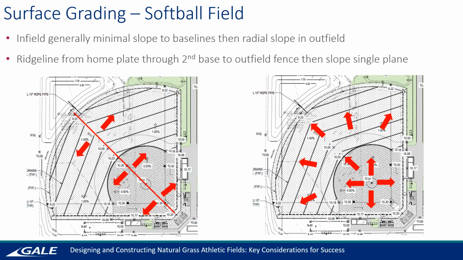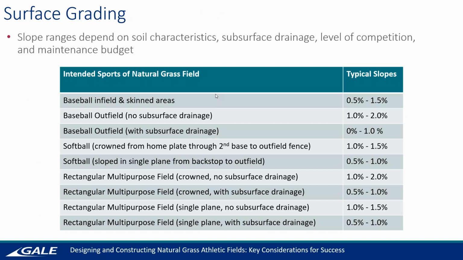So a softball field is very similar. We are talking about doing the ridge line coming from home plate through second and into the outfield with side to side, or we're talking a radial pattern once you leave the skinned area. The skinned area here is kept at a minimal 0.5%. And then there is a third option that you could do if the site constraints dictated it, which is to do the skinned area in a side-to-side portion, but usually these two here are what is preferred.